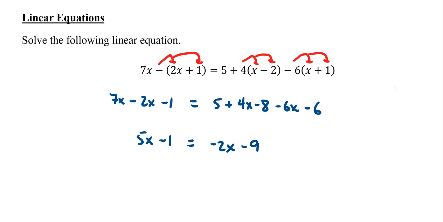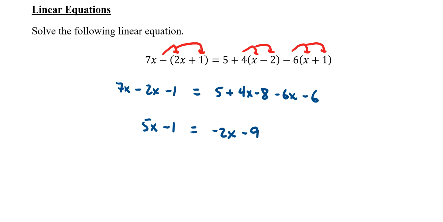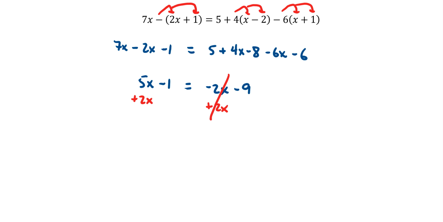Now for the last little steps here, we're going to get all variable terms on one side of the equation, constants on the other side. I like to move my variables to the left usually, which means we need to move negative 2x to the left. You always do the inverse or opposite operation. Since this is a negative 2x, we're going to add 2x. Just make sure you're combining like terms. So add 2x to both sides. That gives us a 7x on the left. 5x plus 2x is 7x.